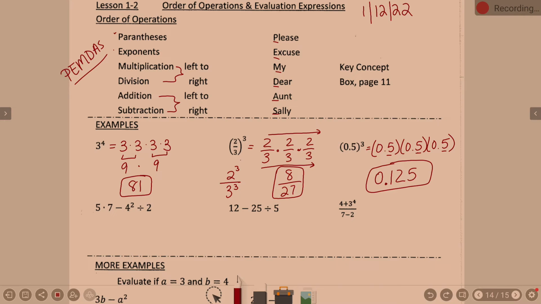Next is exponents. We do have it. Do I have exponents? Yes. Those are these little numbers. What is 4 to the second? 16. 4 times 4 is 16. So I'm going to replace this 4 to the second with 16. Nice.